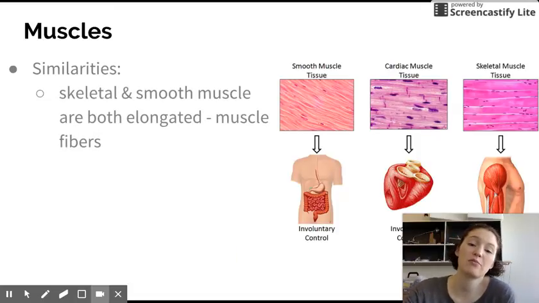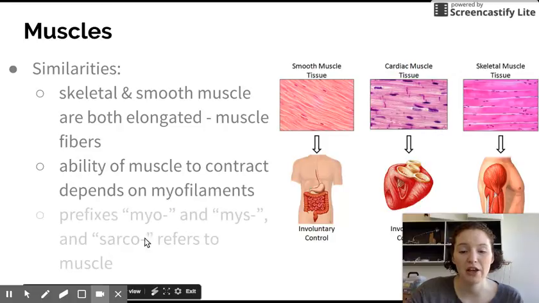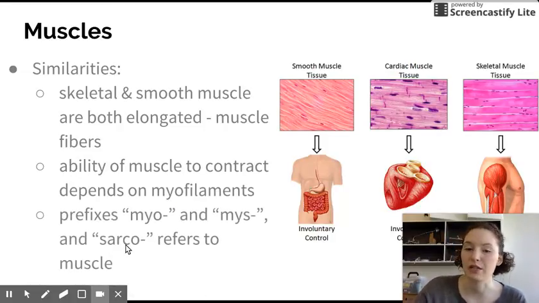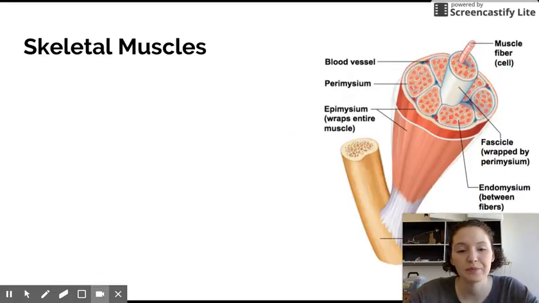Similarities: skeletal and smooth muscle are both very elongated muscle fibers. Cardiac muscle cells are short, truncated cells. The ability of muscle to contract in all cases depends on myofilaments. The prefixes myo, mys, and sarco refer to things in the muscular system, or to muscles. So when you see them, you can assume we're talking about the muscular system.